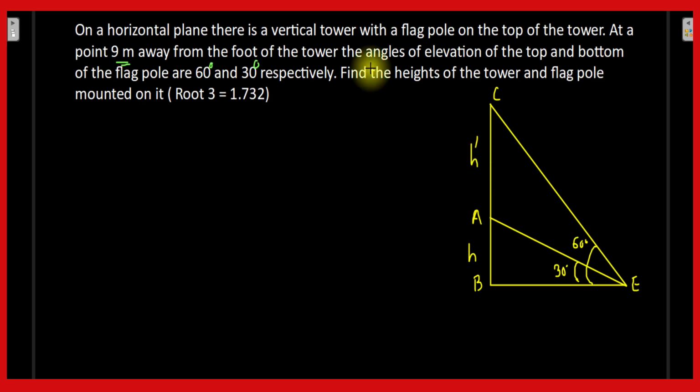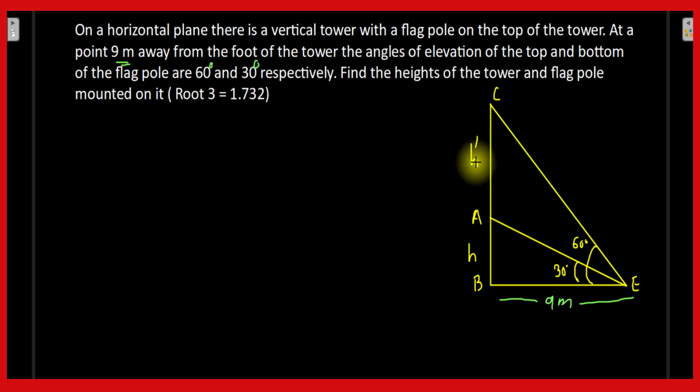Now at a point 9 meter away from the foot of the tower, from this point E, the angle of elevation of the top of the flagstaff is 60 degrees and of the top of the tower is 30 degrees, and we have to find the height of the tower and the height of the flagstaff.